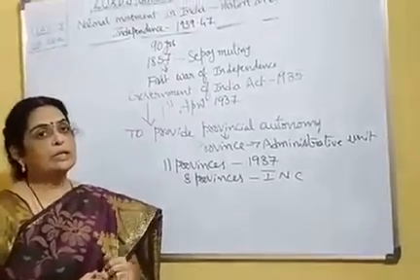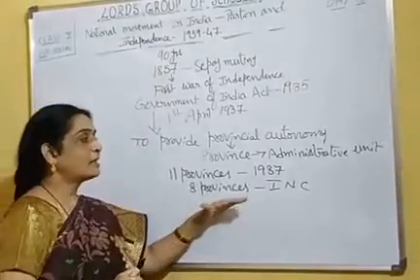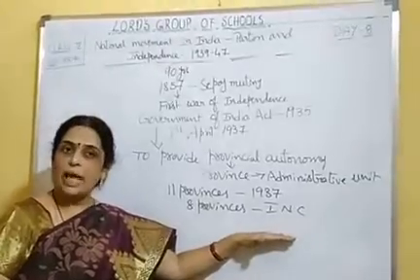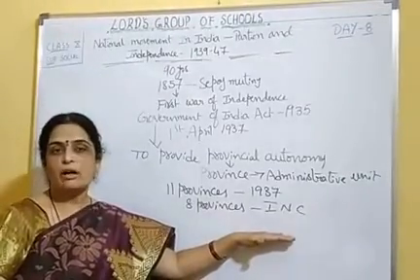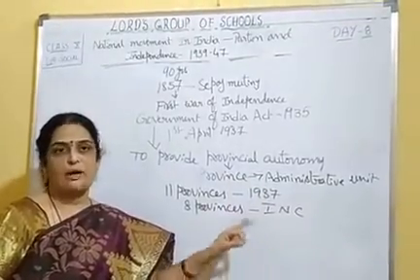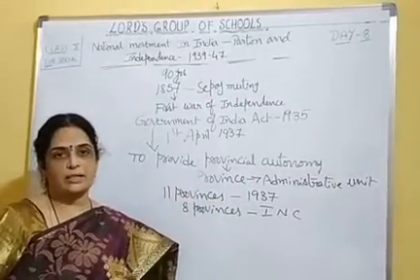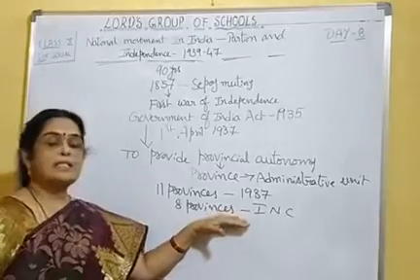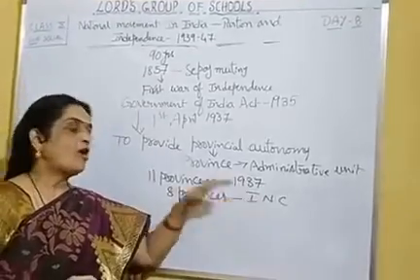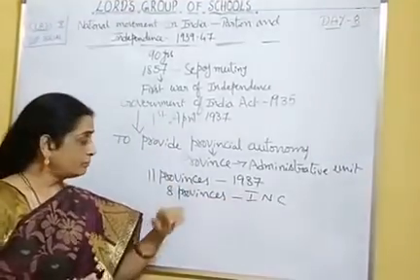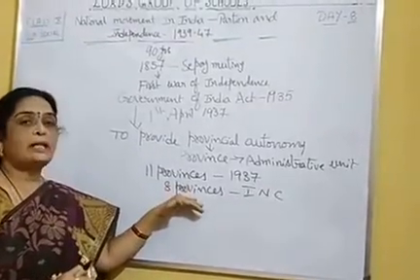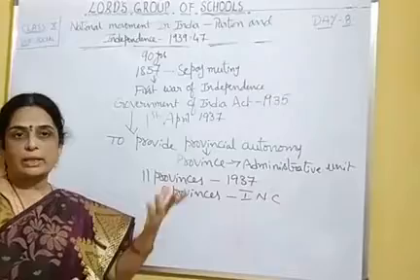That's why they wanted to satisfy the Indians in this way, and they wanted to take army help from the Indians. They wanted to use the Indian army, in other words. For that purpose only they made this act. So in the 8 provinces, Indian ministers formed the governments.